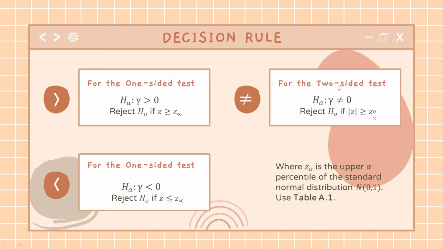For the two-sided test, gamma is not equal to 0. We reject the null hypothesis if the absolute value of C is greater than or equal to the table's critical two-tailed value at the prescribed level of significance, where C sub alpha is the upper alpha percentile of the standard normal distribution.